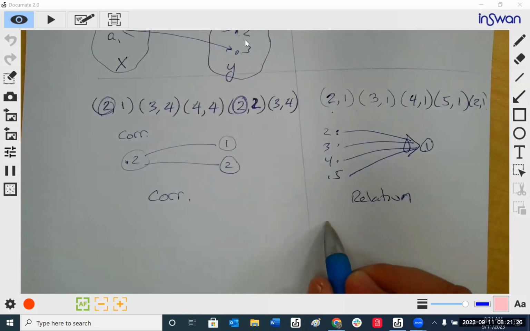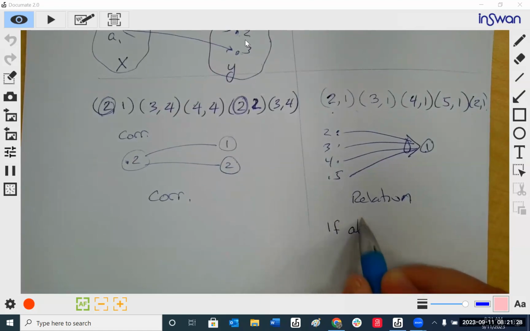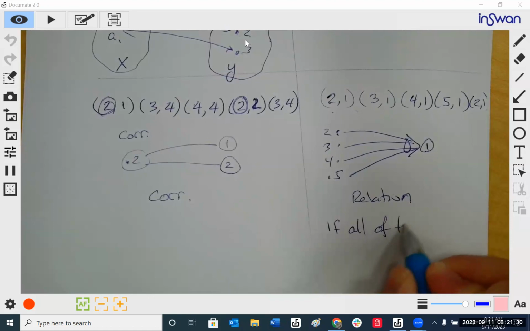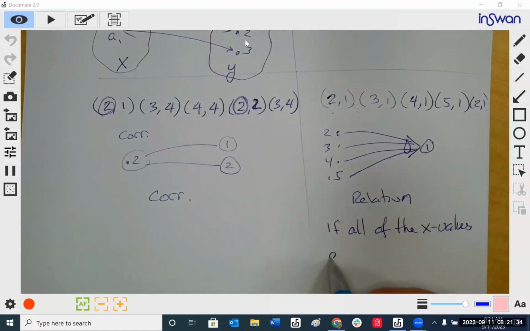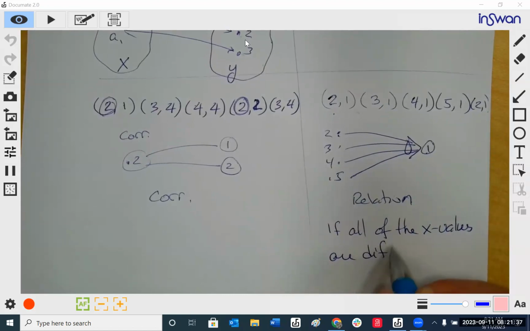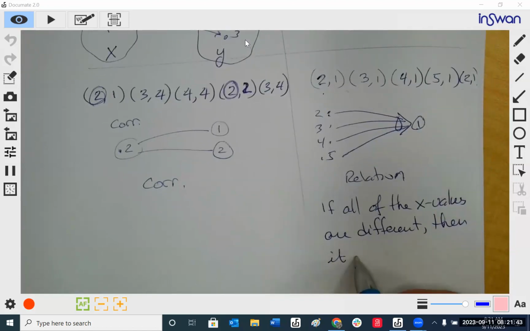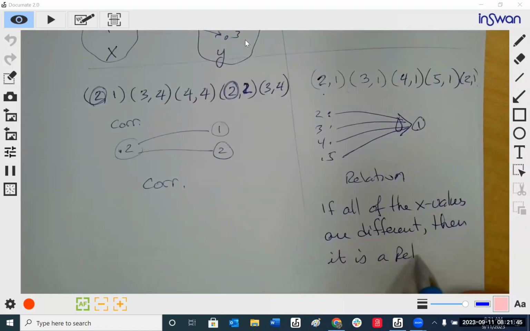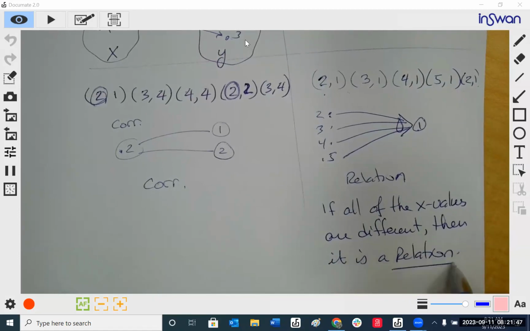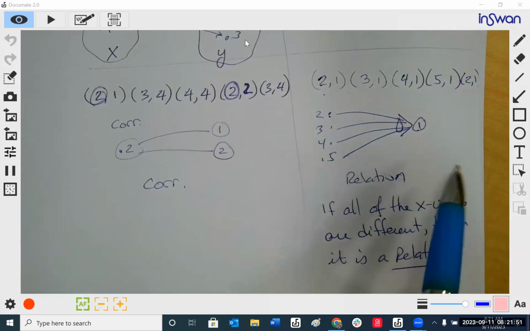Like for this side, if all of the X values are different, then it is a relation. Because if all the X values are different, then there's no way they could overlap.